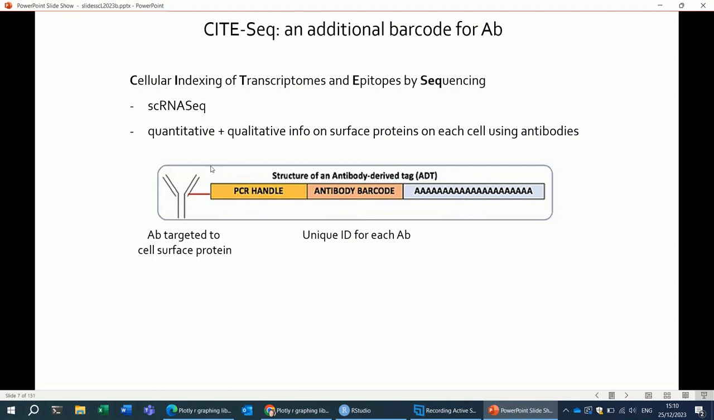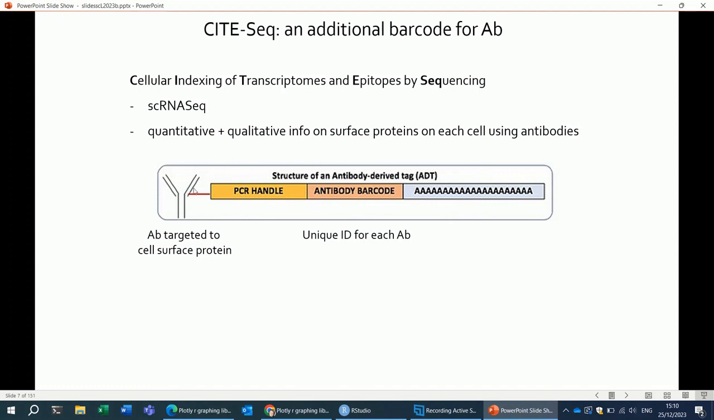And for this, you are going to use an antibody that targets a specific cell surface protein. And you're not going to use one single antibody, but you're going to use a whole panel of antibodies, typically 200 to 300 different antibodies that all target one specific cell surface protein on your cell.